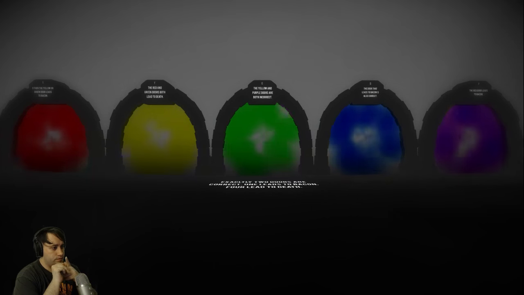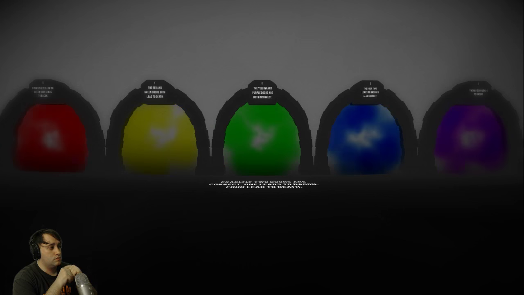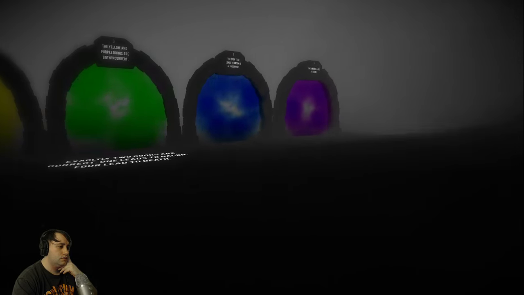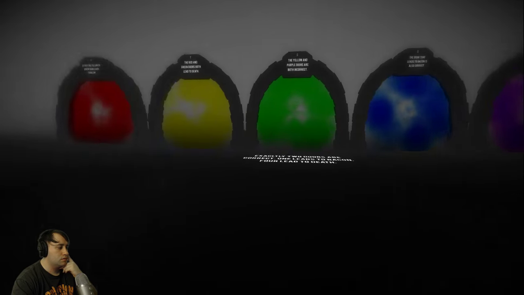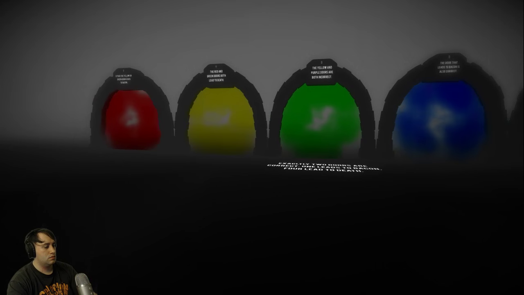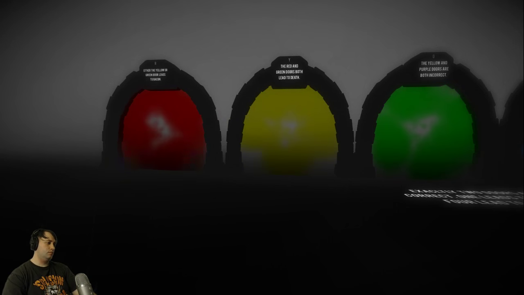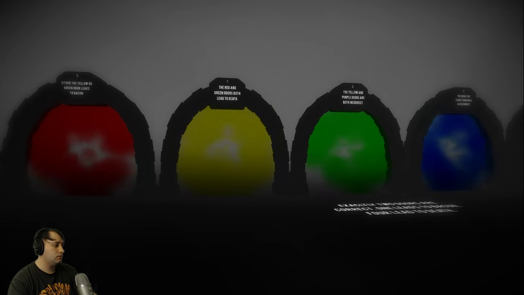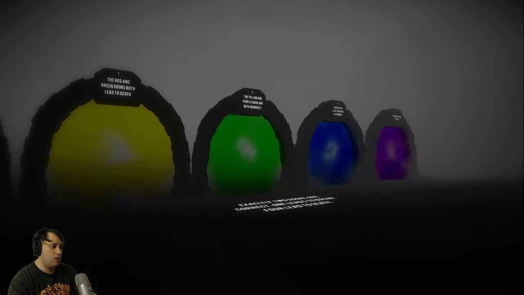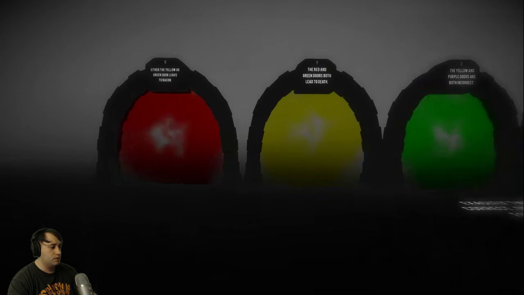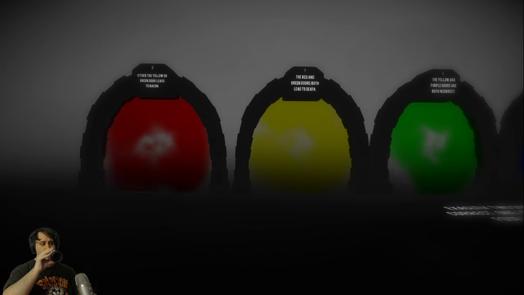Okay, so I don't think blue can be correct. Because if blue is correct, purple cannot be correct. We knew that already. And just the logic loop of these does not allow for blue to be correct with them. Okay.